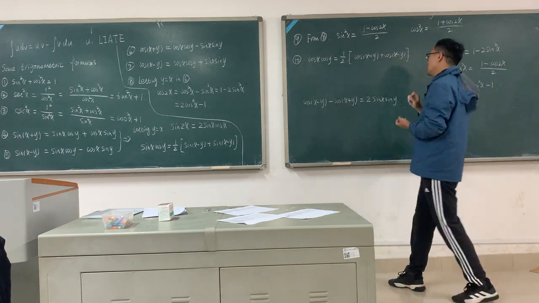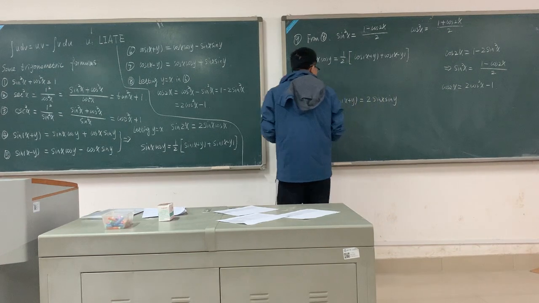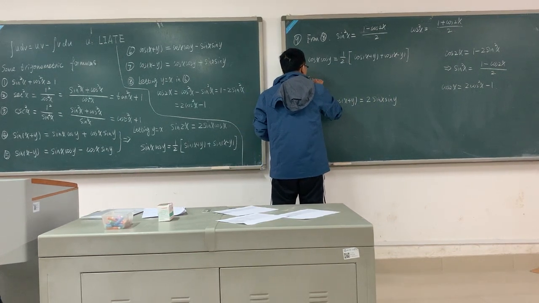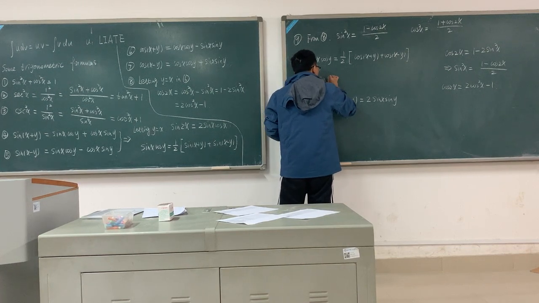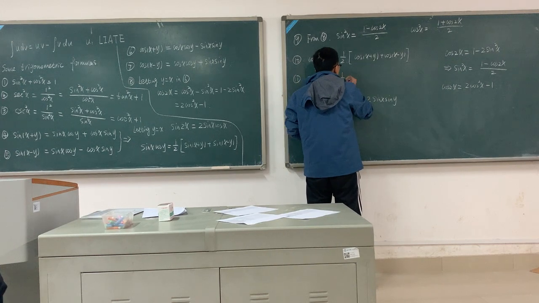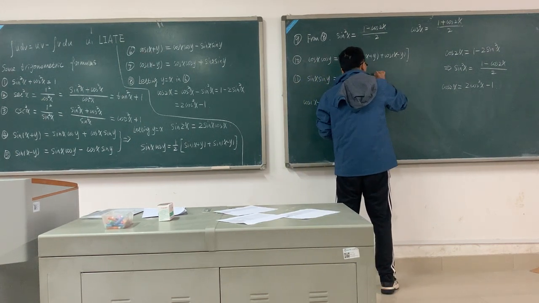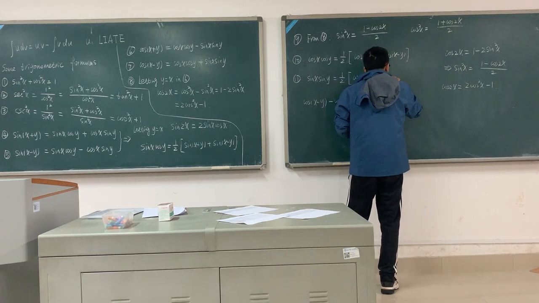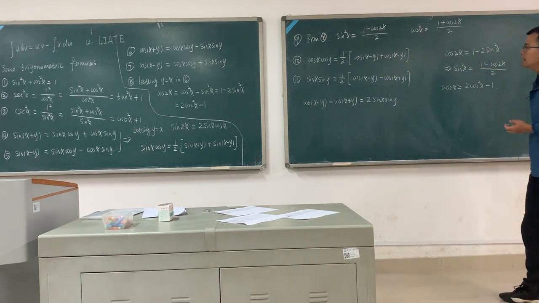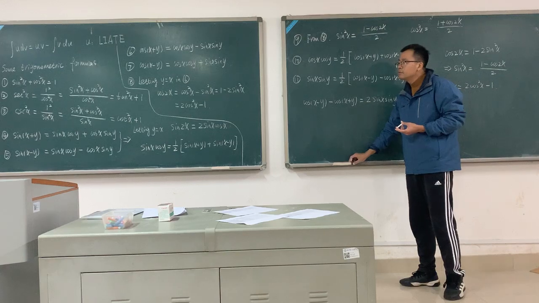So from here, this tells us sin x times sin y equals 1/2 cosine of x minus y minus cosine of x plus y. So this is number 11.